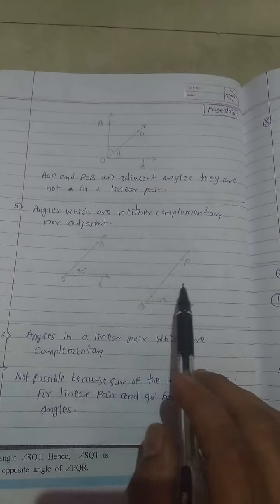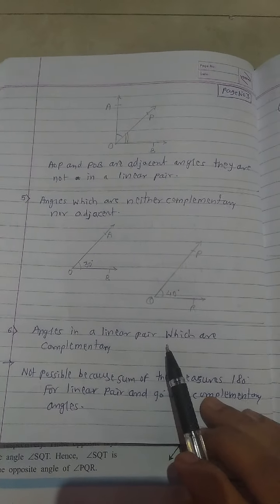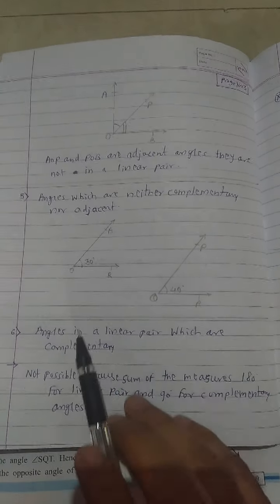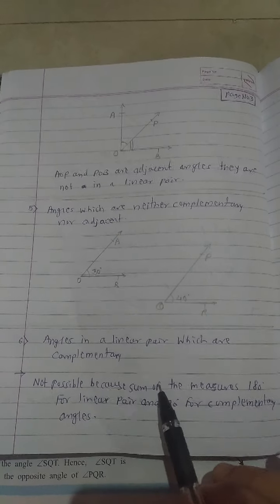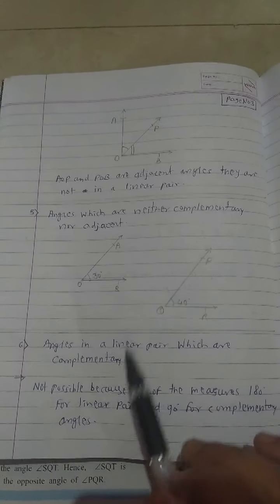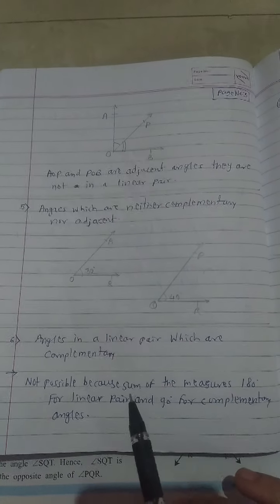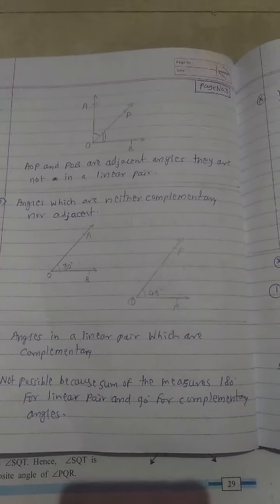In the fifth one they ask: angles which are neither complementary nor adjacent. This also you can show by drawing the figures separately. Again, in the last question they ask about angles in a linear pair which are not complementary. This angle you can't draw. Where the angles can be drawn, you can show them with a figure. Where it is not possible, you have to give the reason. This is practice set number 19 that you have to complete.